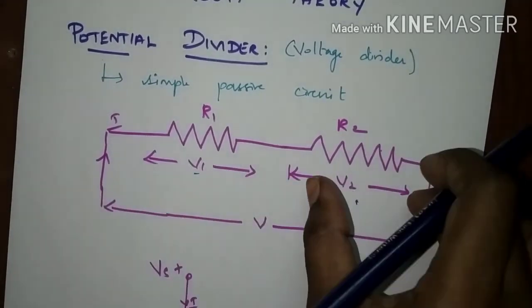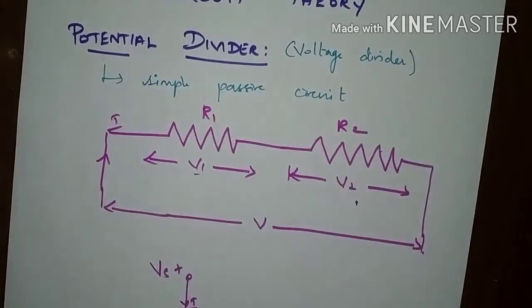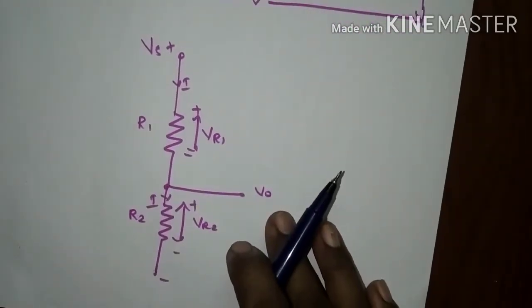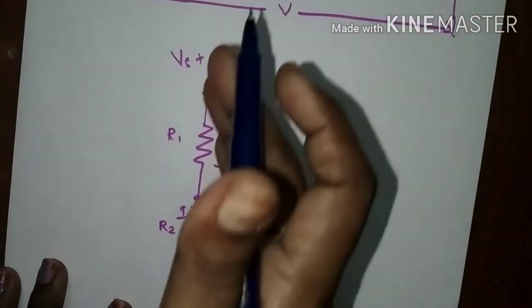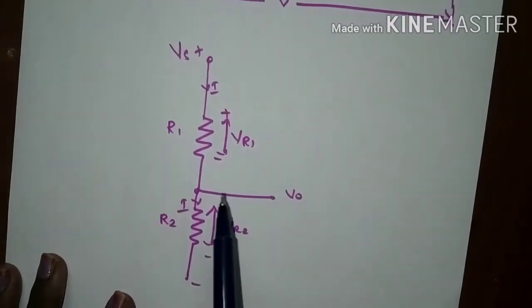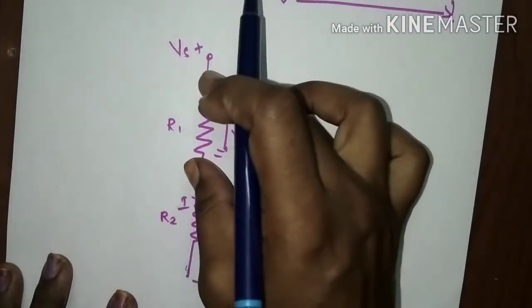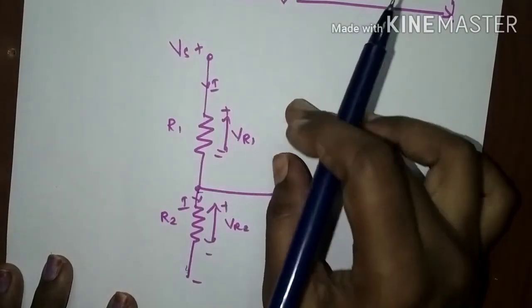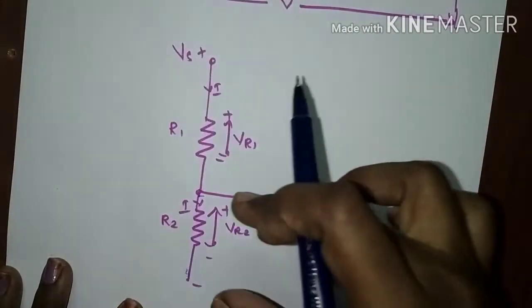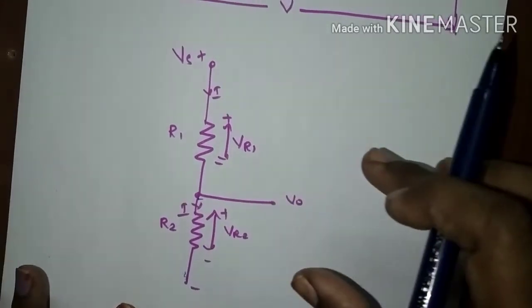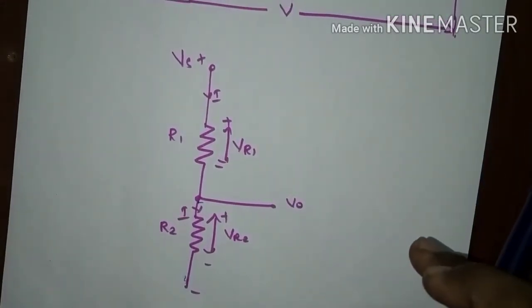So that particular V2 or V1 can be found by using a potential divider or a voltage divider circuit. This is a similar circuit, represented in a vertical way. We have to find the voltage across resistance R2. We can find the voltage across resistance R1 also. A bigger voltage has been reduced into a smaller voltage. That voltage can also be found by using a potential divider.